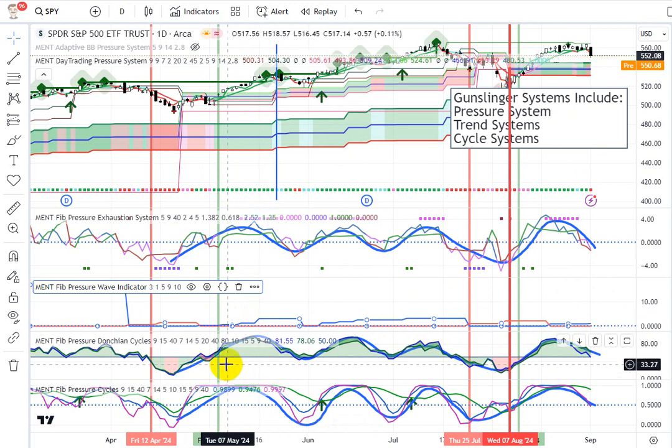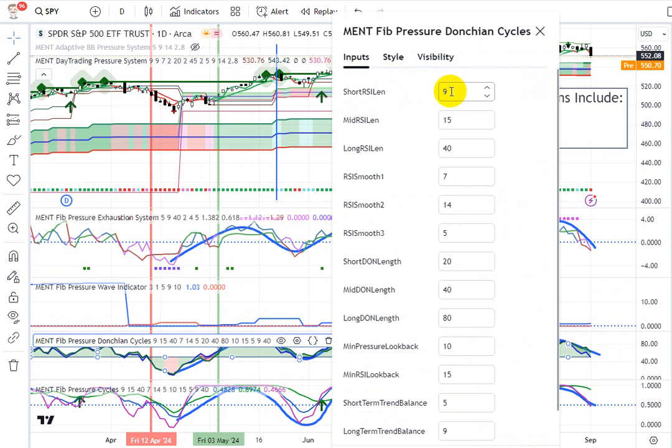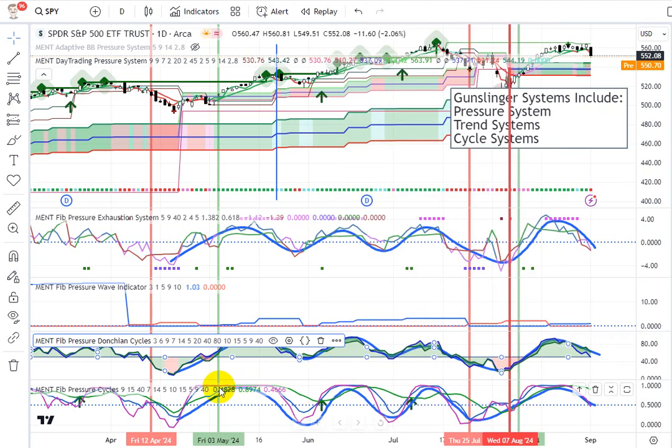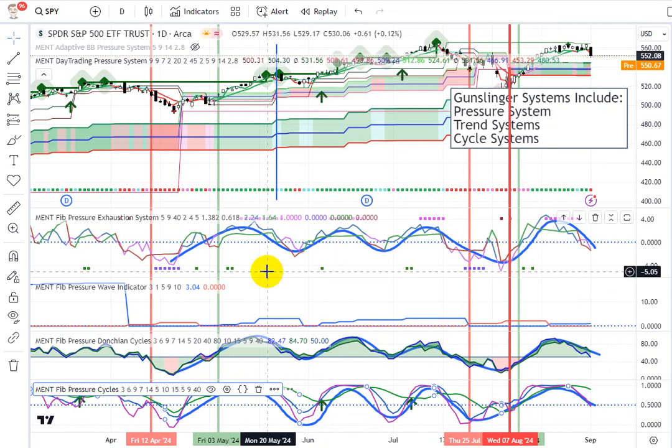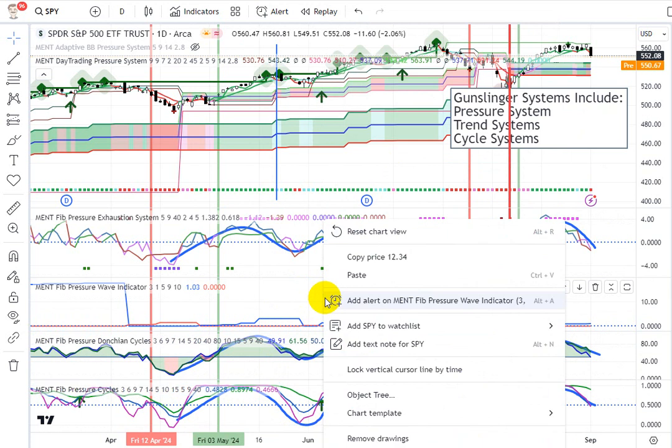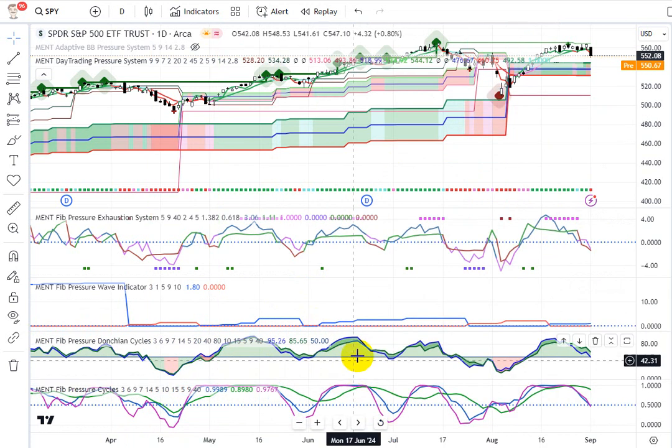If I want to hypothetically adjust these, I can come in here, set the short-term RSI to 3, 6, 9. You see how I've done that? And now watch, I end up with very reactive triggers. Same thing here, 3, 6, 9. So here you go. Now I'll remove all the drawings so you guys can see.